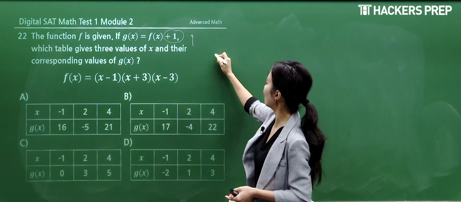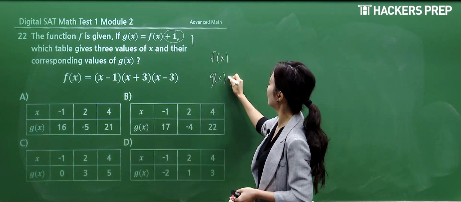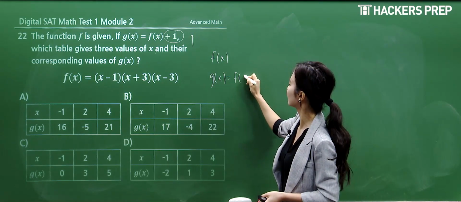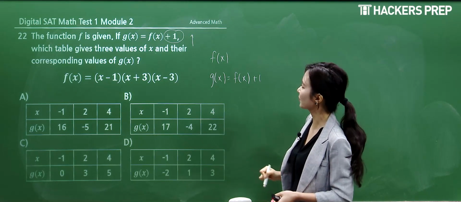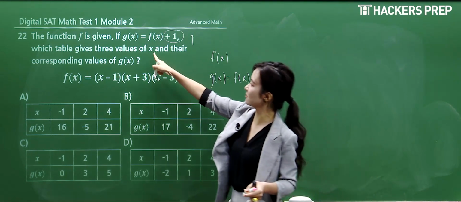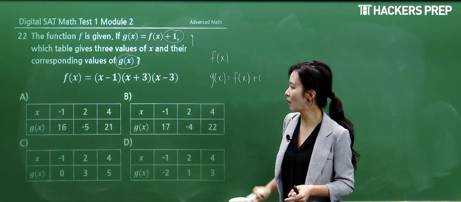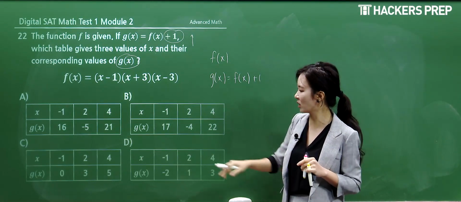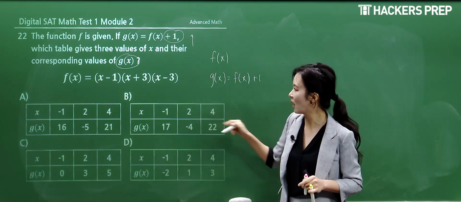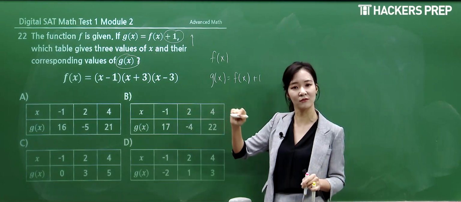Okay, so we have f of x and we have g of x, which is going to be f of x shifted up by 1 unit. Now, it says 3 values of x and their corresponding values of g of x. So why don't we start with one of these given x values? We have -1, 2, and 4 as options. I'm going to use -1 for x here, okay?